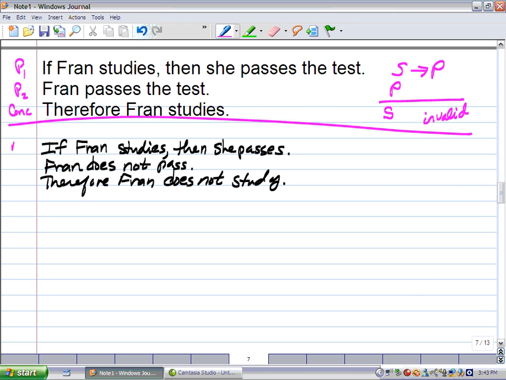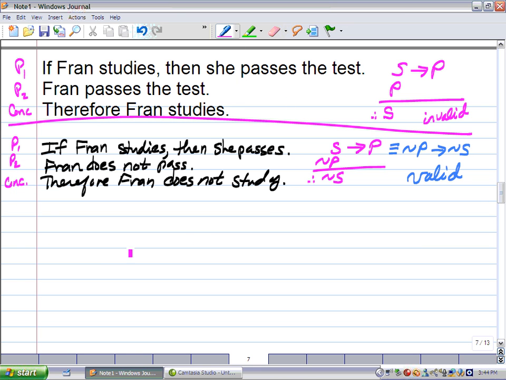Let's look at it. Premise 1 and premise 2, our conclusion. Studying implies passing, or if Fran studies, then she passes. She does not pass, therefore she does not study. Notice that this is the same as using the contrapositive, not P implies not S. And we have not P, so we know not S. So we know this one is going to be valid by the modus tollens.